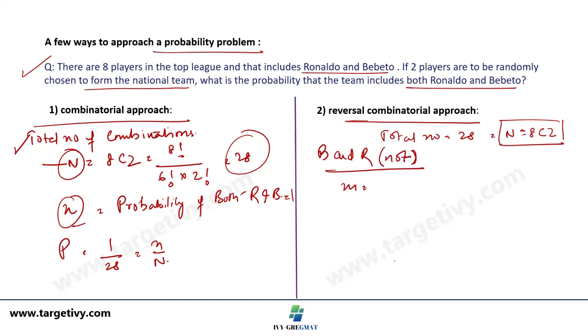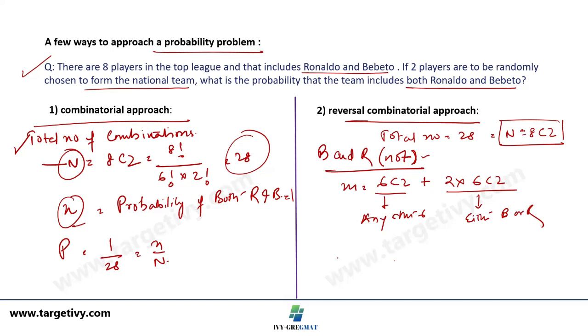If that is M, it is equal to 6C2, wherein any of these 6 people, the rest of the 6 people are going to be chosen, or 2 into 6C2, where either of these 2 guys are going to be chosen. So this is like any other 6, and say this is either B or R.